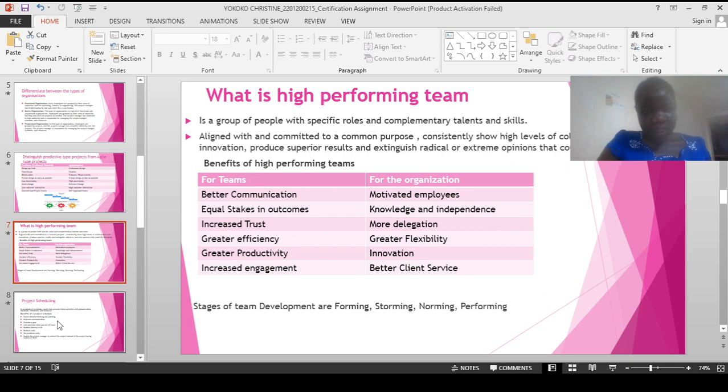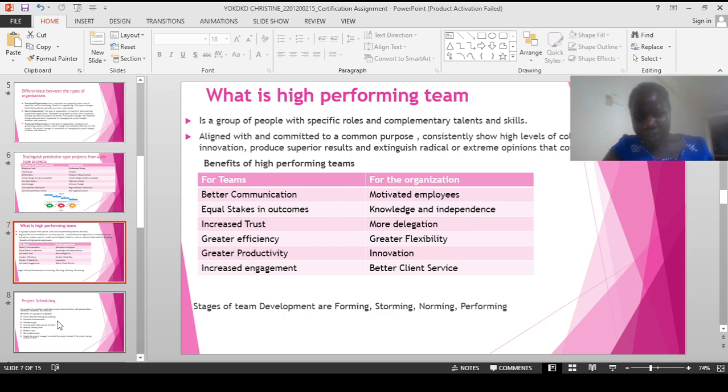Benefits of high performing teams. So why should we work in teams? Especially for a team itself, and then for the organization. If the workers of an organization, the members, work in teams, what will be the advantage? What will be its benefit? Let's first begin with the benefits to the individuals. One, there will be better communication. Of course, team brings about unity, hence better communication. Equal stakes in outcomes. It increases trust, greater efficiency, greater productivity, increased engagement.